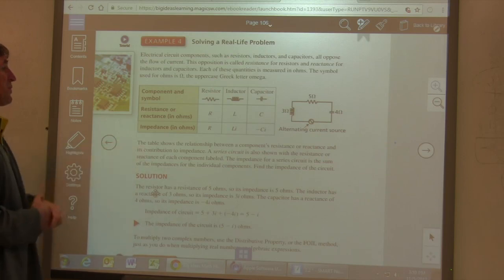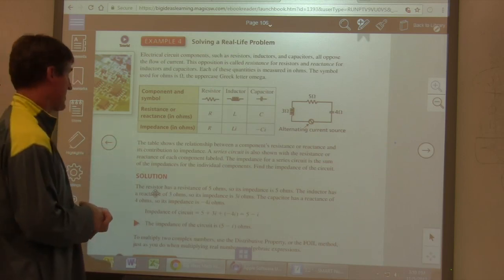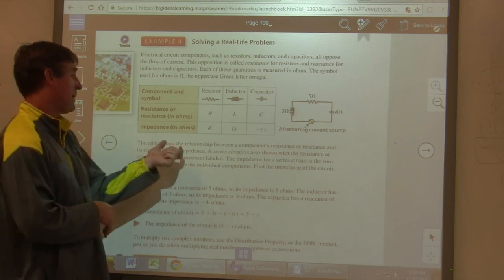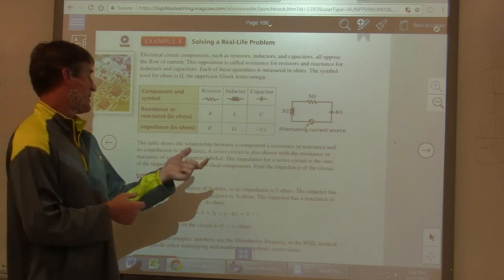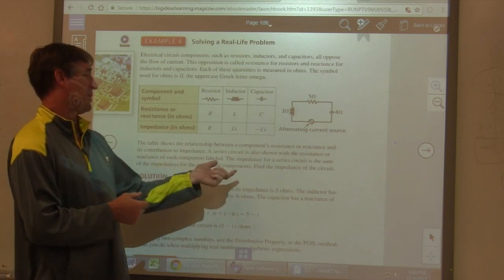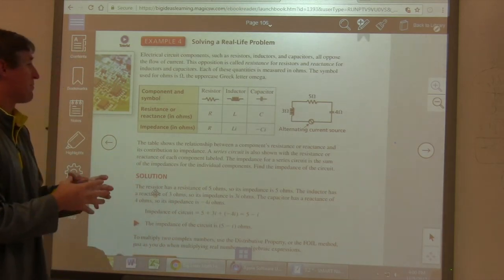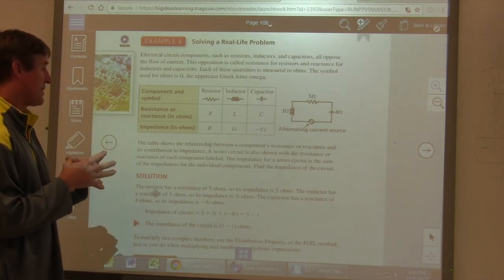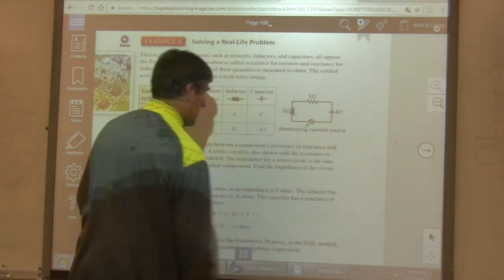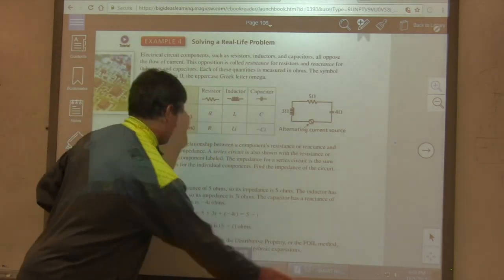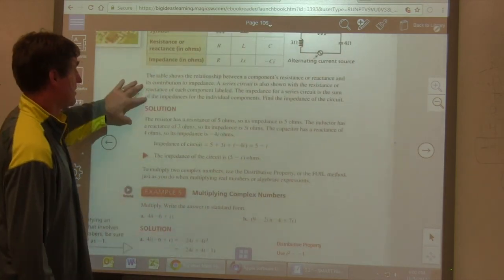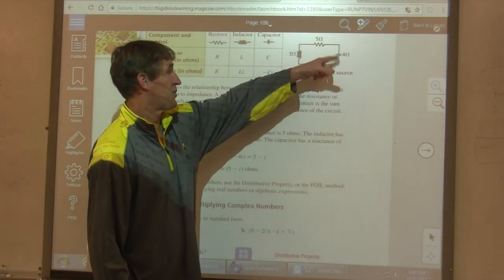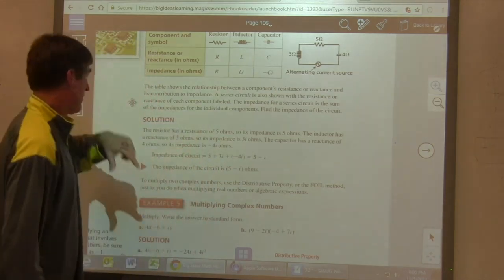And so it says the table shows the relationship between a component's resistance or reactance and its contribution to the impedance. A series circuit is also shown with the resistance or reactance of each component labeled. The impedance for a series circuit is the sum of the impedances for the individual components. Find the impedance of the circuit. So it tells us that we're going to take the sum of the impedances to get the total impedance for the circuit. And so if we look at the solution, it says the resistor has a resistance of 5 ohms. Okay, and they put that in this box, how they're using it to diagram it up above here.